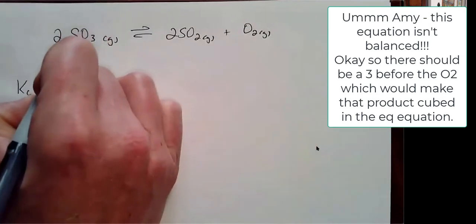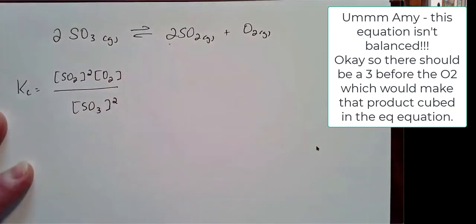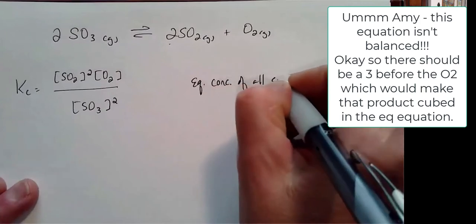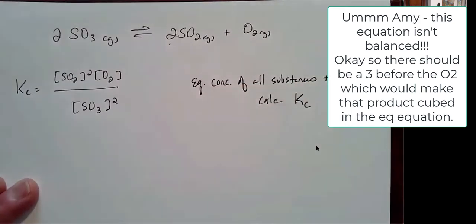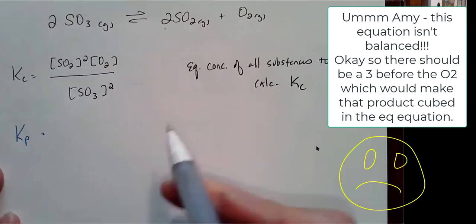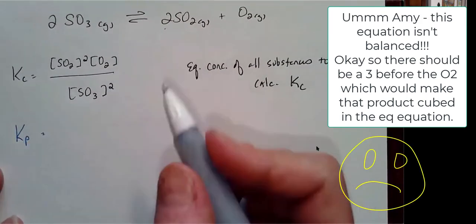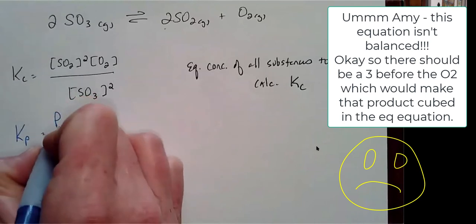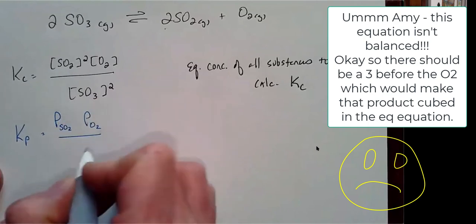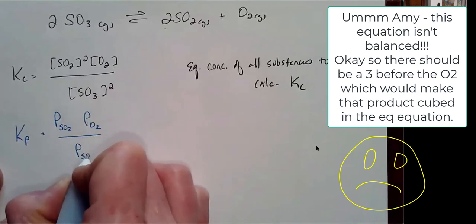And I would have my products. I only have one reactant. So my Kc would be written this way, and this would be my equilibrium concentrations of all my substances to calculate K, and that would be Kc. And because these are gases, I can also do Kp for these. So I can also express this in terms of partial pressures because they're gases. And I'm still going to have products over reactant, so I'm going to have the partial pressure of SO2 gas, the partial pressure of O2 gas, over the partial pressure of SO3.